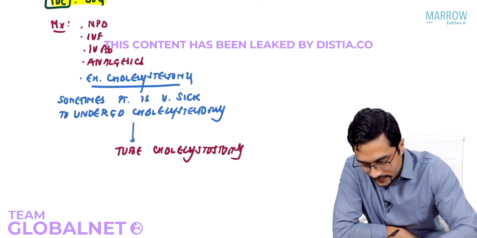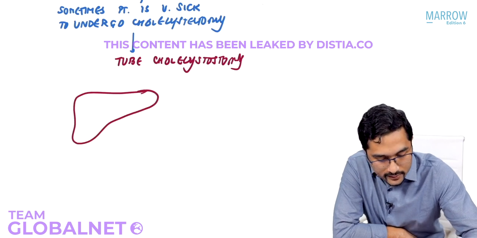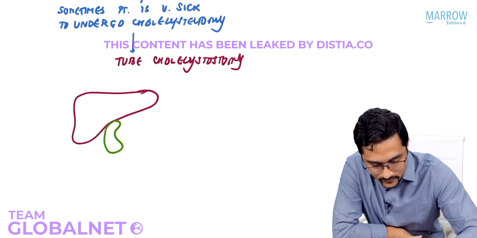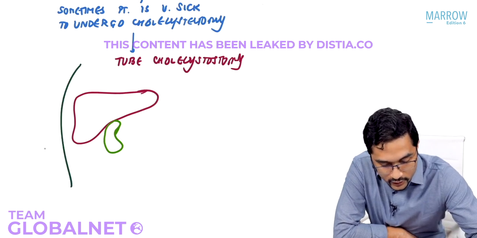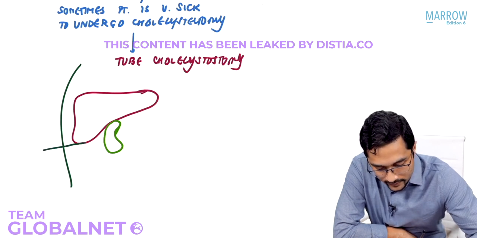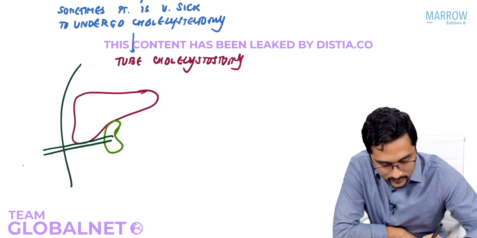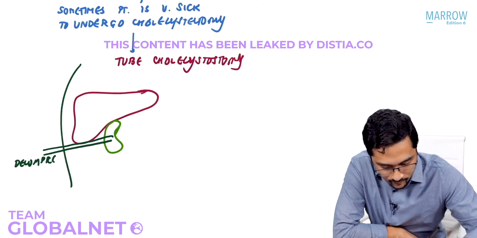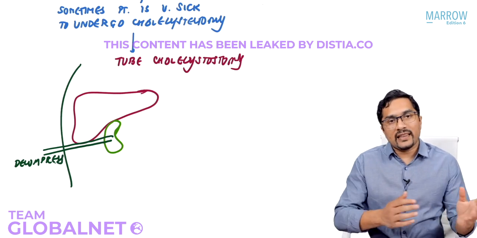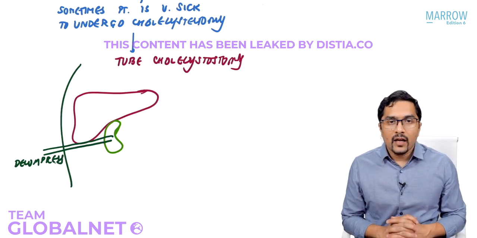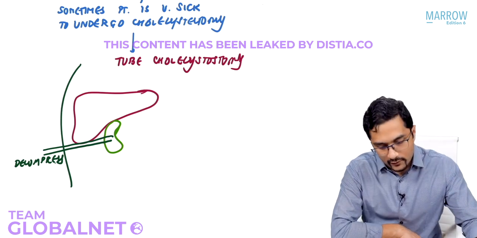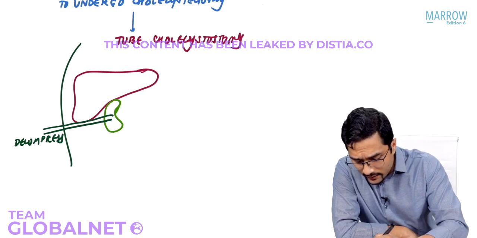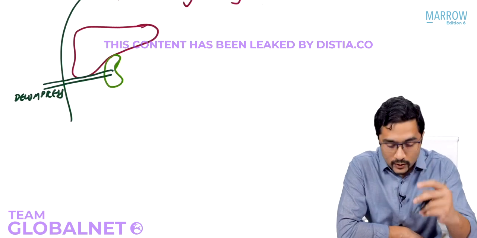So what we do is, this is the liver, this is the gallbladder. Under ultrasound guidance, we will put a tube inside the gallbladder to decompress it, and when the patient's condition improves, we can take up the patient for cholecystectomy. So tube cholecystostomy is only done in a very sick patient, and it's a kind of bailout procedure for us. So this was regarding acute acalculous cholecystitis.